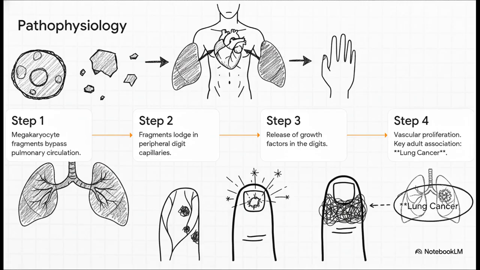The leading theory is that tiny fragments called megakaryocytes, which normally get filtered out by the lungs, are somehow bypassing them. They end up getting stuck in the tiny capillaries of the fingertips. There, they release growth factors, which then cause all this extra tissue and blood vessel growth that we see as clubbing.